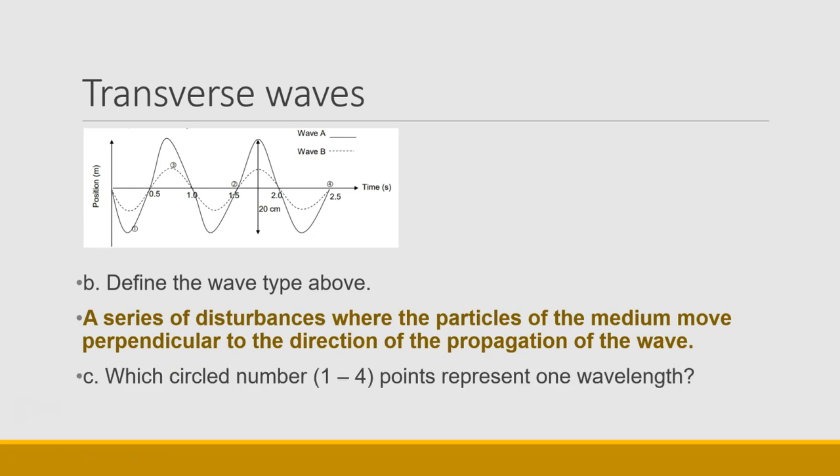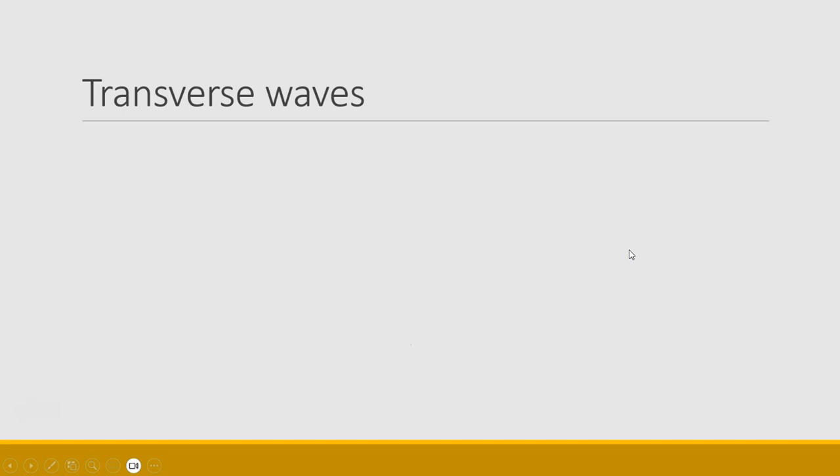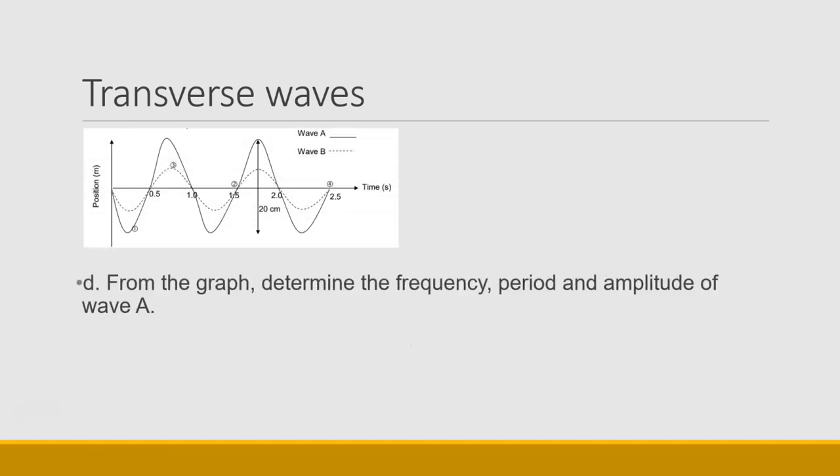Which circled number points 1 to 4 represent one wavelength? So we've got 1, 2, 3, and 4. And clearly it is 0.2 to 0.4 that represent a wavelength. From the graph, determine the frequency, period, and amplitude of wave A. So not using calculations, but from the graph itself.